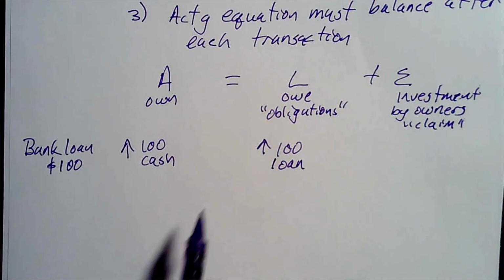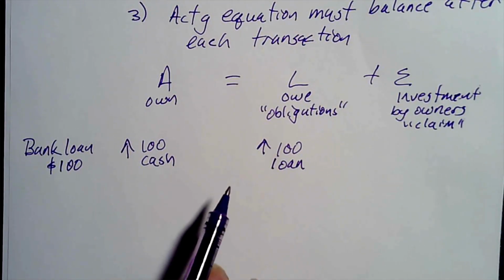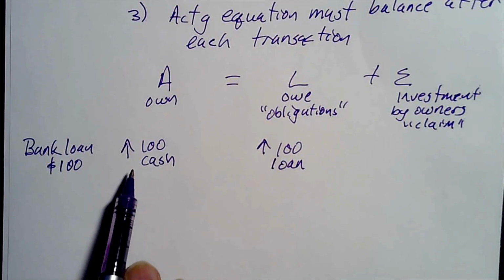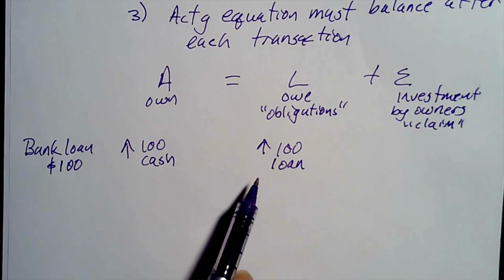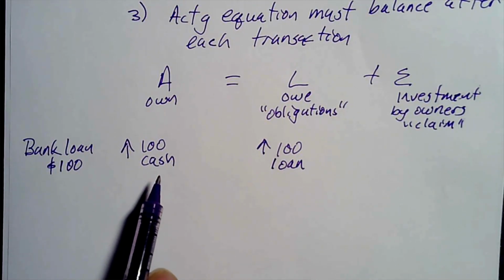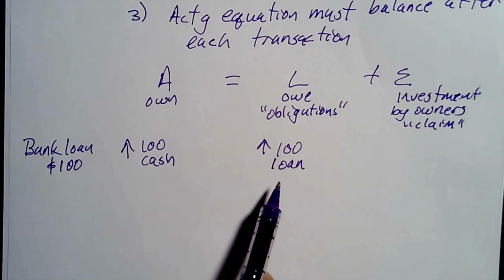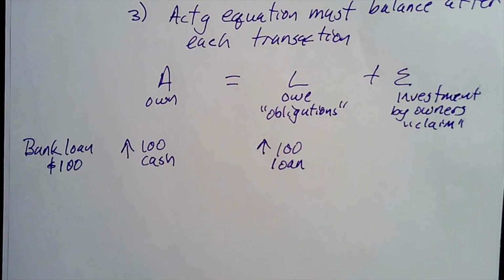So now you can see on the different sides of the equation, assets went up, but also our liabilities went up. In other words, cash didn't come from nowhere. It had to come from a bank loan. So we are obligated to pay that back.